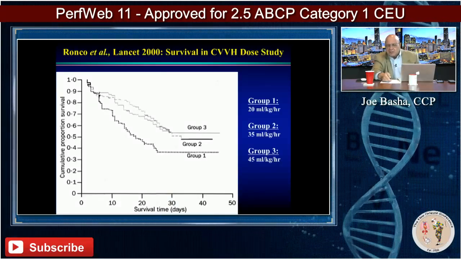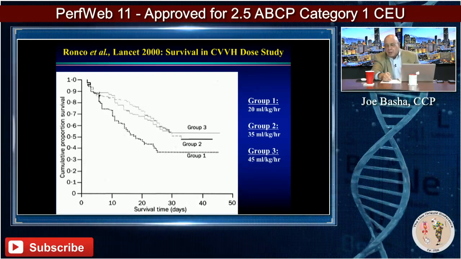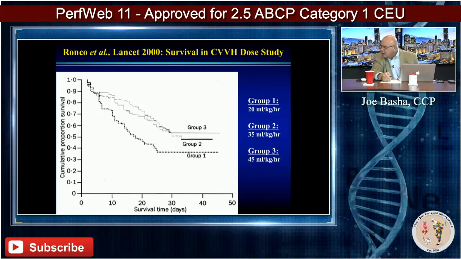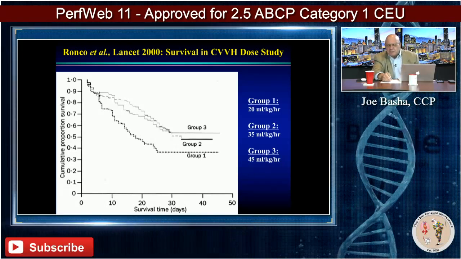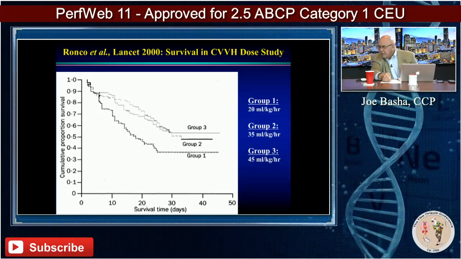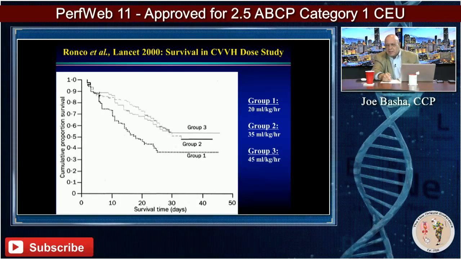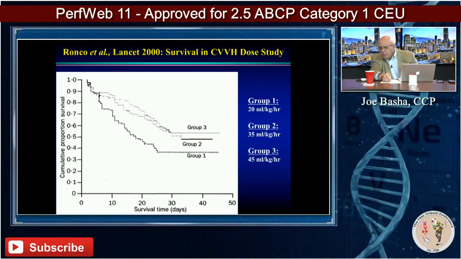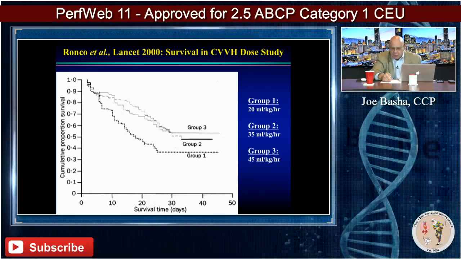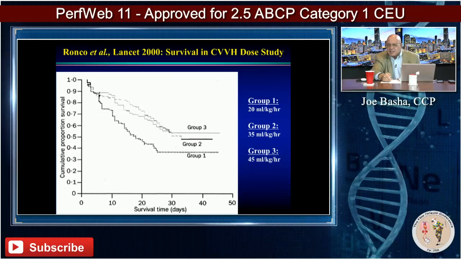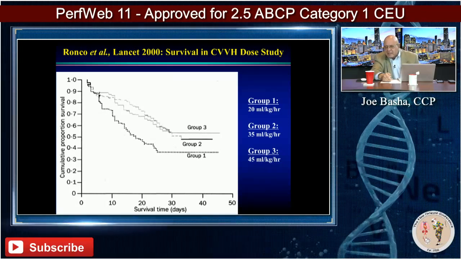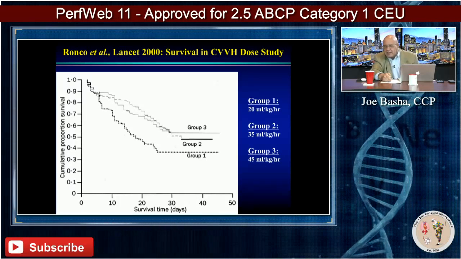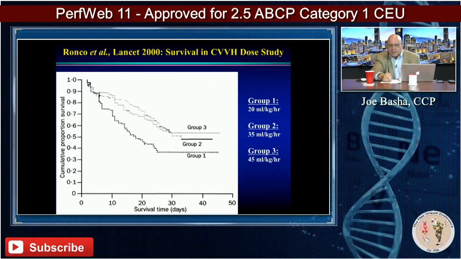But there is a paper that was done by Dr. Ronco, who I think is considered the father of modern CRRT. It was published in The Lancet, and it was on survival and dosing. If you look at group one, it's 20 mLs per kilo. Group two is 35, and group three was 45. Though not statistically significant, group three did have the highest improvement, but group two definitely did, and that's at about 35 mLs per kilo per hour.